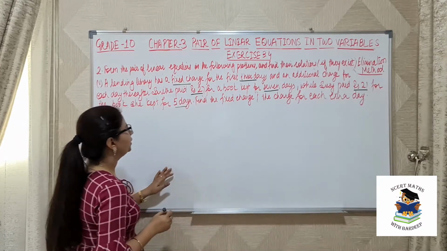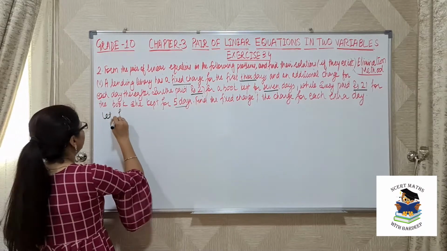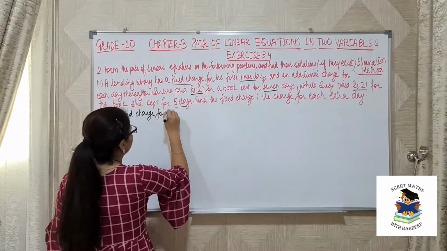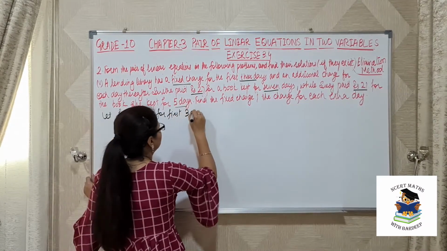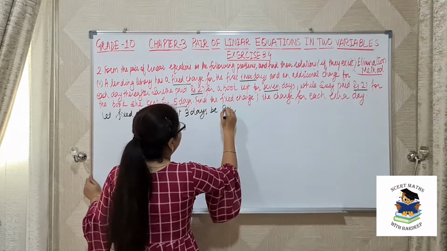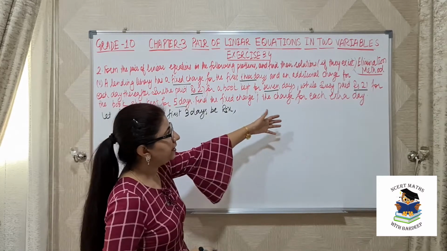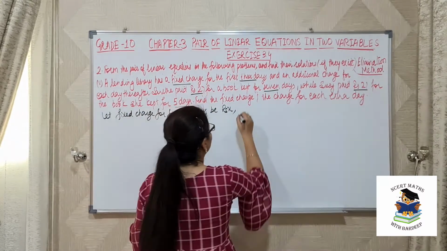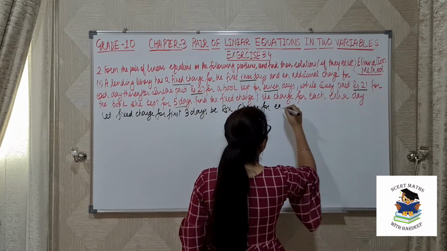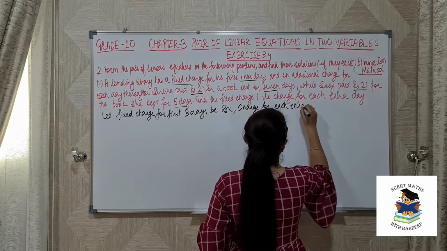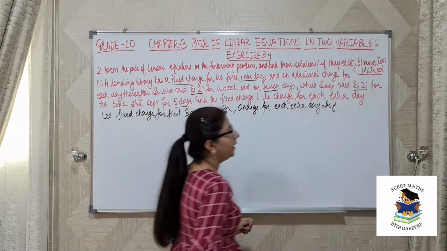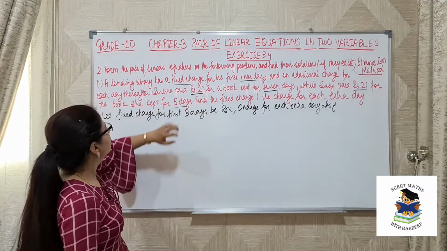So let's understand this question. Let the fixed charge for the first 3 days be rupees x, and the additional charge for each day be rupees y. So the charge for each extra day, as asked in the question, is rupees y. Now let's frame equations.